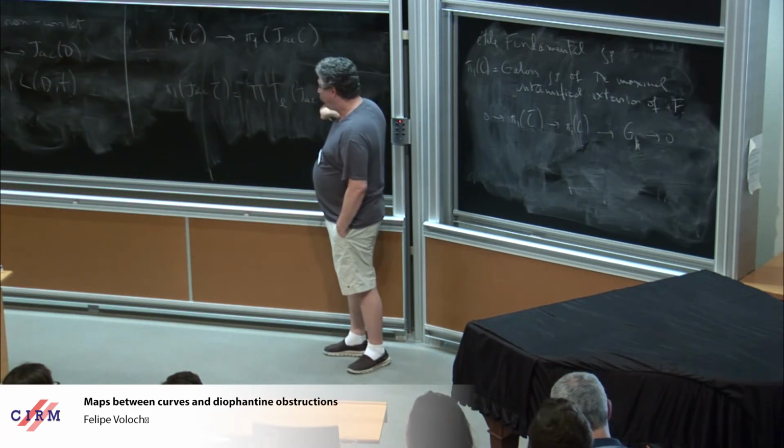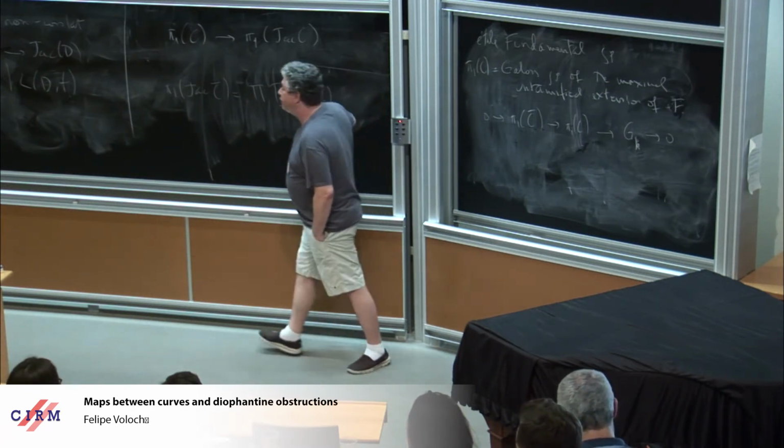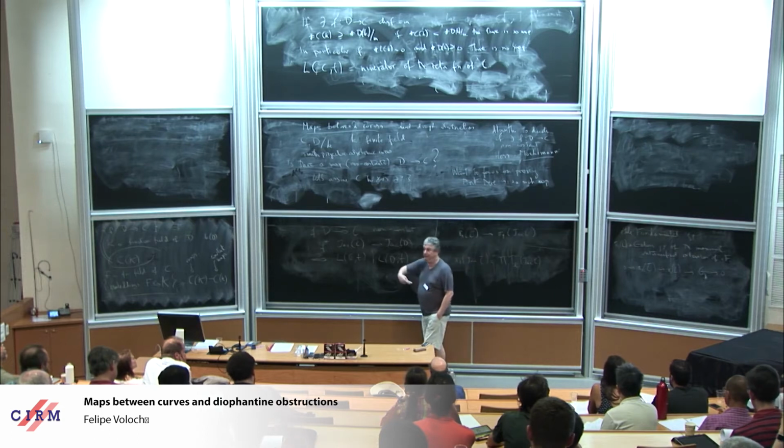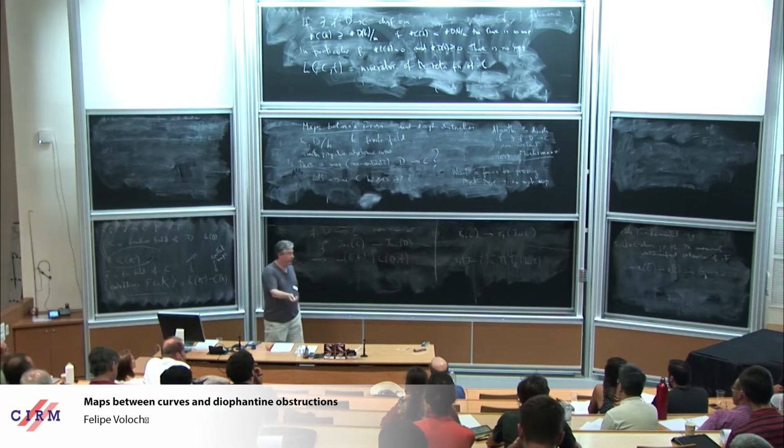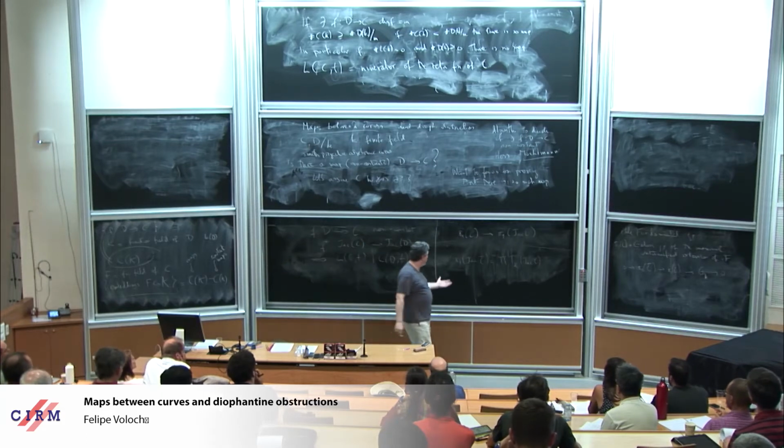So the Galois action of the Tate module determines the L function, right? The Galois action just tells you how Frobenius acts. Once you know how Frobenius acts, you can take the characteristic polynomial and you get the L function.